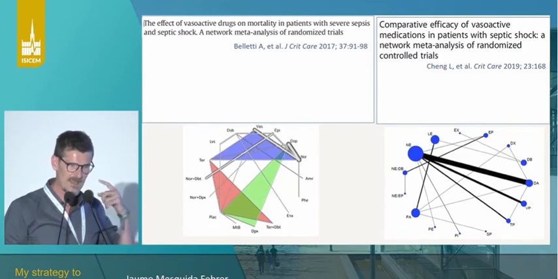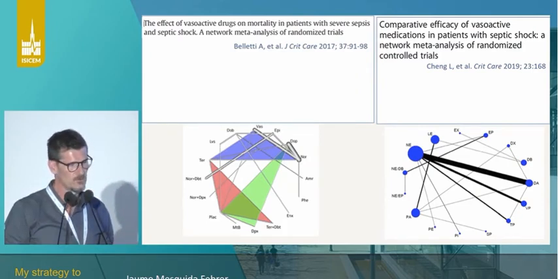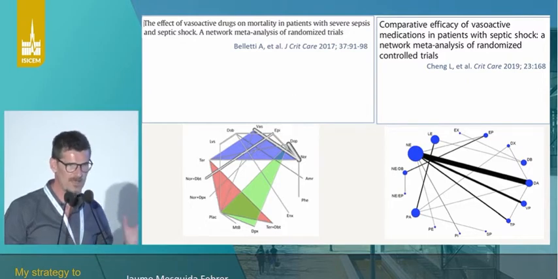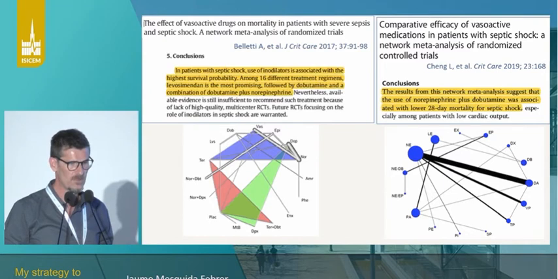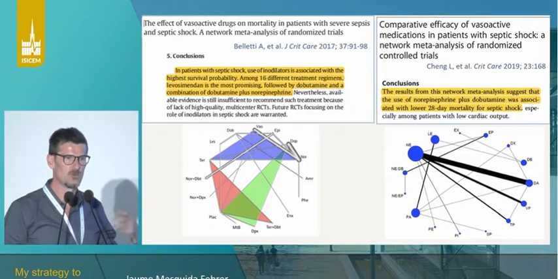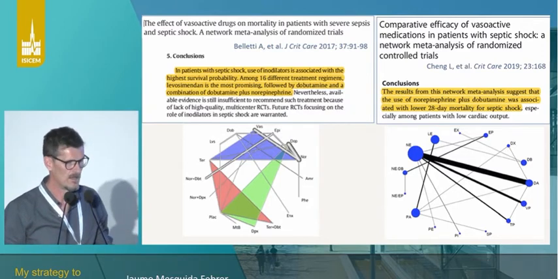Nevertheless, in the last years, we have two network meta-analyses. I cannot explain how that's analyzed, but in complex analysis, even though the protocols they analyze are probably not my current practice, both meta-analyses found that there might be a positive impact on outcome derived from dobutamine use. Dobutamine plus norepinephrine, and in the other one dobutamine plus norepinephrine, and maybe levosimendan.